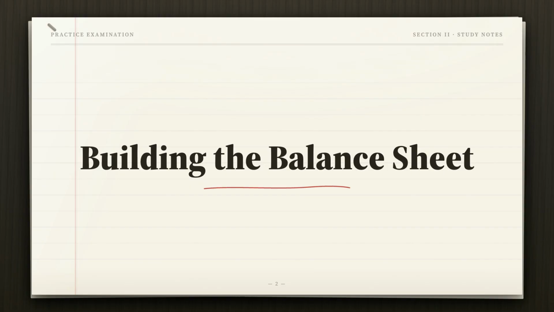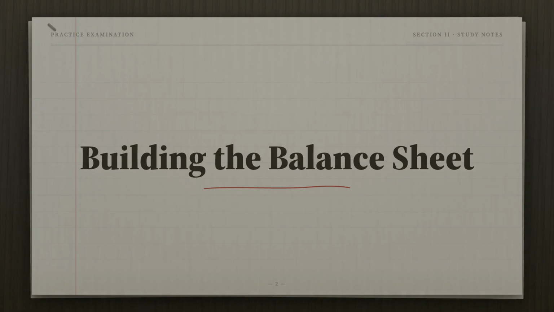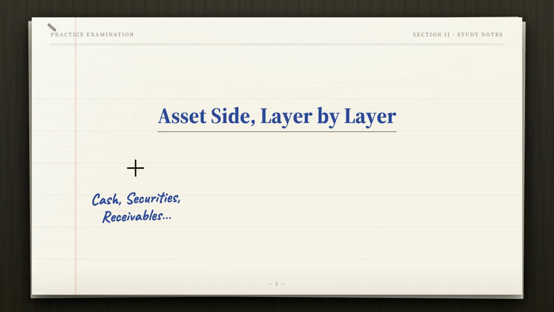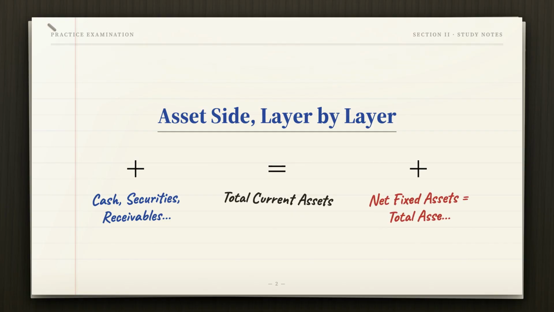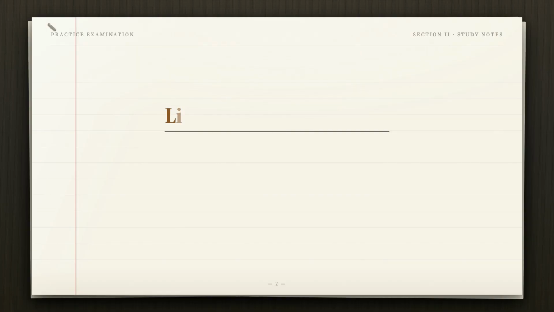A balance sheet is built in layers, where every subtotal is just the sum of the pieces below it, and every grand total is just the sum of the subtotals above it. On the asset side, cash, marketable securities, accounts receivable, and inventories add up to total current assets, and that subtotal plus net fixed assets gives total assets.